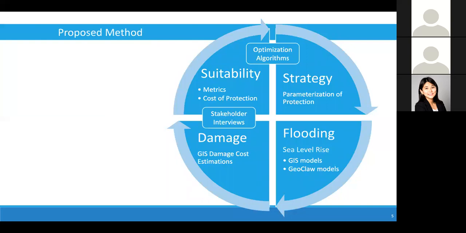Based on the flooding estimation, we will compute the damage. We're also going to check the strategy's suitability based on the stakeholder interviews. Once we find optimal strategies, this loop will end. Otherwise, we're going to continue to find the optimal strategy.